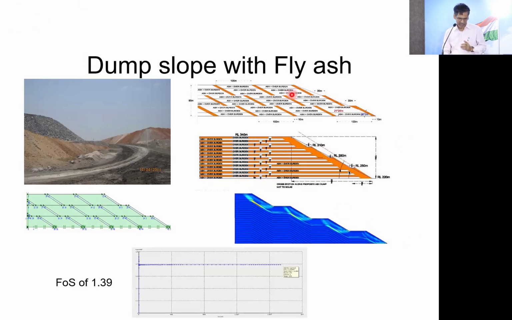Plaxis can do any type of model. These are all three models we did in Plaxis, and then I found the factor of safety. Suppose it is showing only a typical shallow failure on this surface. So, am I satisfied therein?